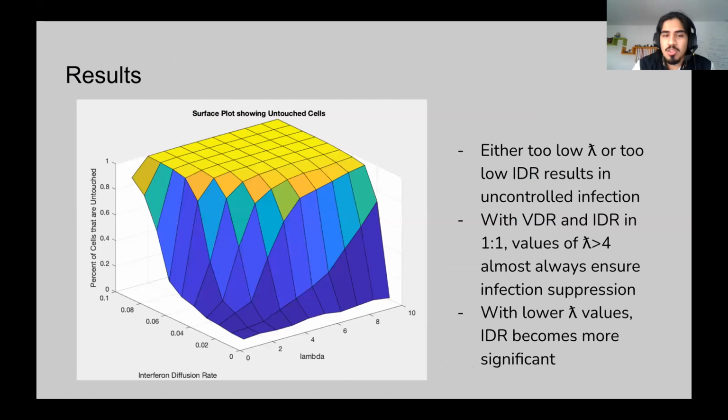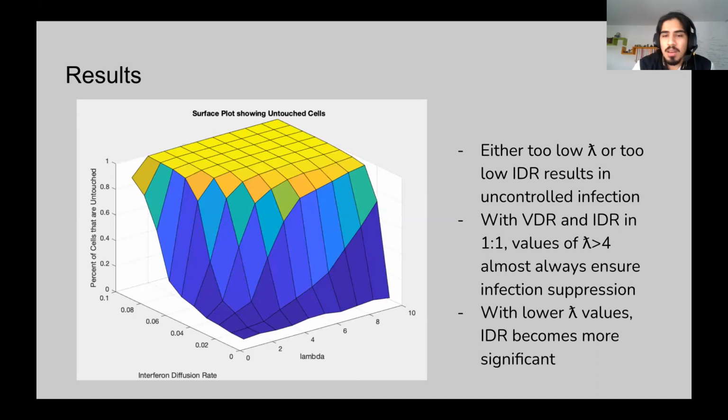This surface plot shows the relationship between lambda, the interferon diffusion rate, and the fraction of cells remaining untouched by either virus or the interferons. Yellow areas represent complete suppression of the infection. Green areas represent cases where the infection is controlled, but significant damage has been done. And finally, blue areas represent uncontrolled infection. We can quickly draw the following conclusions.